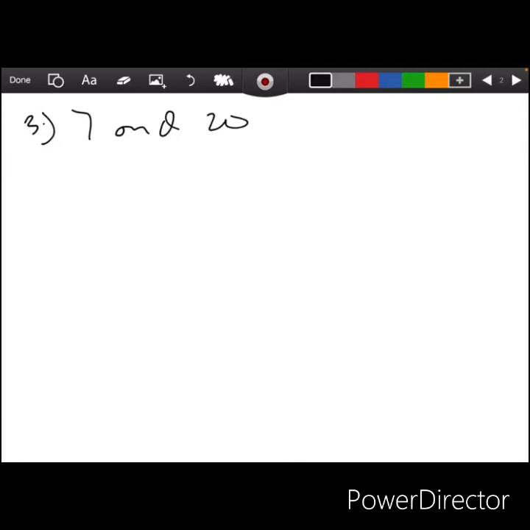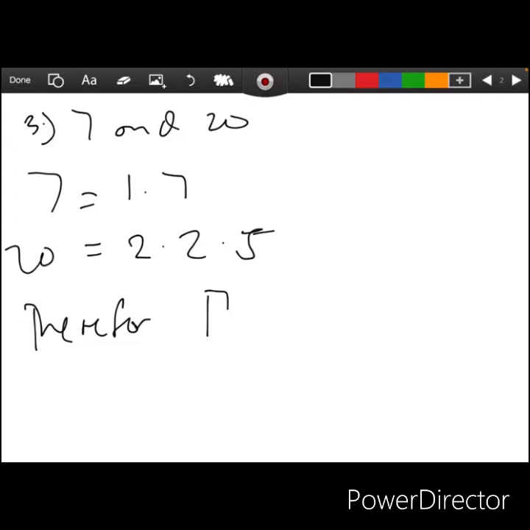Next, second example, 7 and 20. The factor of 20 is 2 times 2 times 5. As you can see, there are no common terms in both 7 and 20. Therefore, the greatest common factor of 7 and 20 is 1.